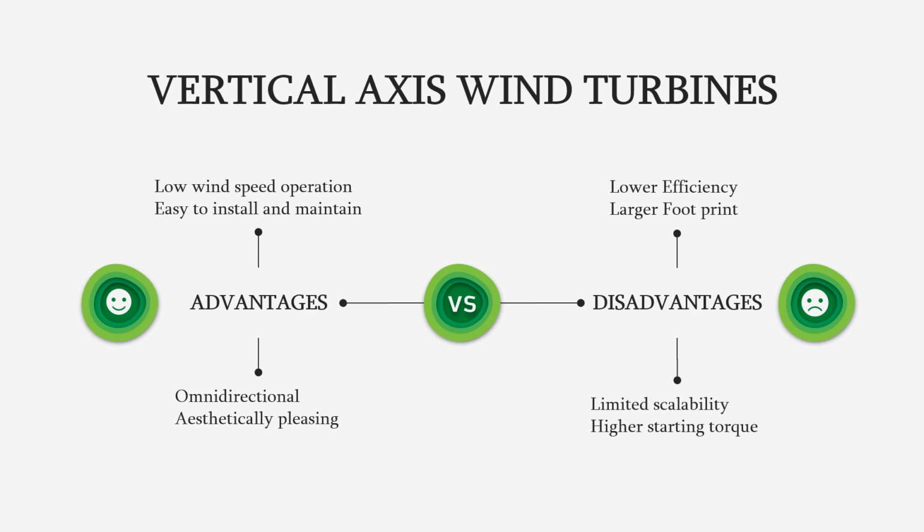Higher starting torque. Vertical axis wind turbines have a higher starting torque than horizontal axis wind turbines, which can make them more susceptible to damage in high speed. Overall, vertical axis wind turbines have some advantages such as their ability to operate in low wind speed and reduced impact on wildlife, but also some limitations, including their lower efficiency and limited scalability.